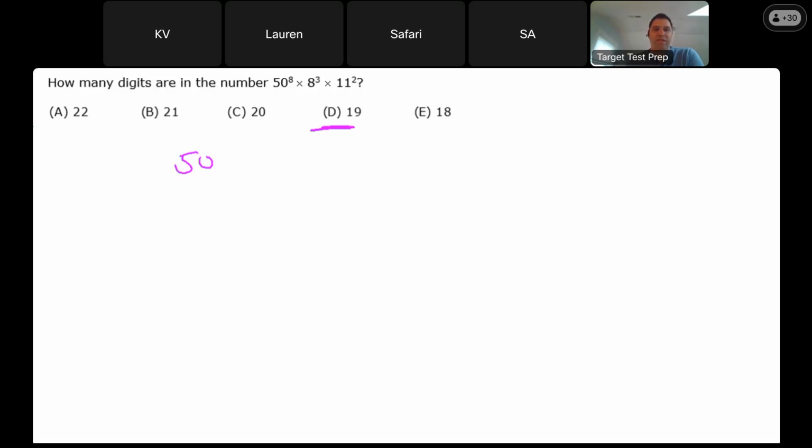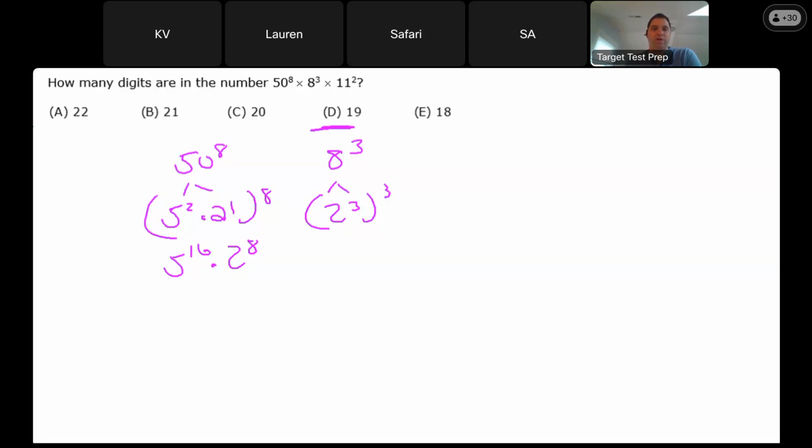So you do 50 to the 8, right? Now that becomes 5 squared times 2 to the 1, all to the 8, so 5 to the 16 times 2 to the 8. Then you have 8 to the third, which as we know is 2 to the third, so that's 2 to the third to the third. That's 2 to the 9. And you have 11 to the 2. Doing this out, 5 to the 16 times 2 to the 17 times 11 to the 2.